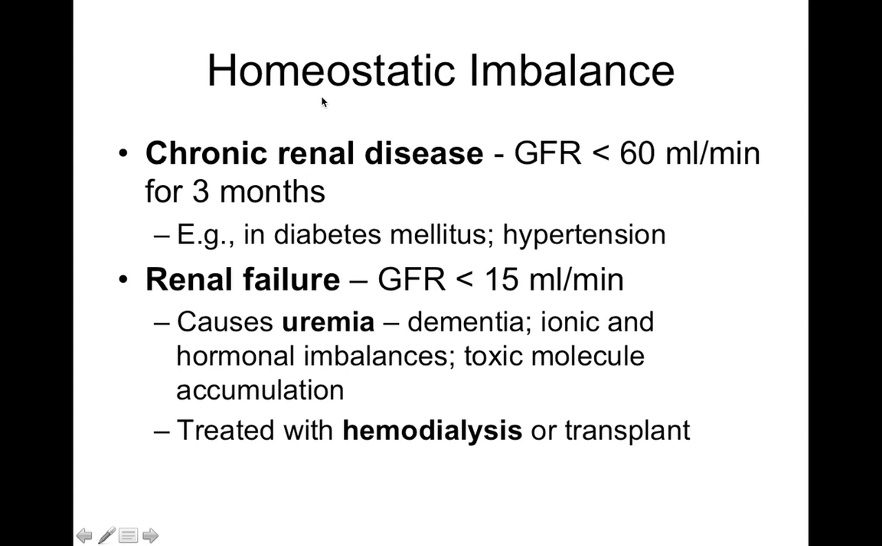Now, in terms of other homeostatic imbalances, you guys, chronic renal disease is defined as a GFR less than 60 mils per minute for more than 3 months. You can find this in examples of things like diabetes or hypertension. Hypertension could decrease GFR because we talked about how, as a protective mechanism, you find vasoconstriction of the afferent arteriole, which could potentially lead to a decrease in GFR. If that goes on too long, that can lead to chronic renal disease. Diabetes can also affect the micro and macrovasculature of your kidneys, which can also reduce your glomerular filtration rate.